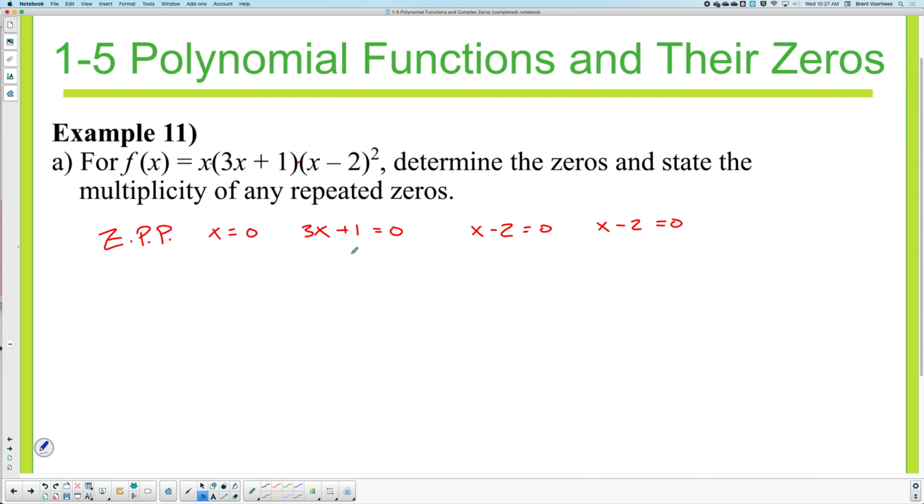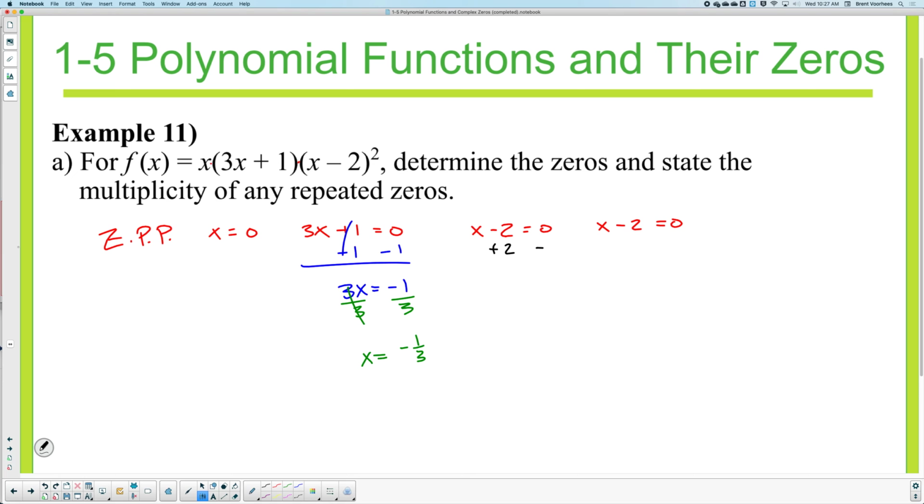This one's already solved. This one's not. How would I solve this one? Minus 1. We do the opposites. So 3x equals negative 1. And then finally, divide by 3. So what does x actually equal here? Negative 1/3.